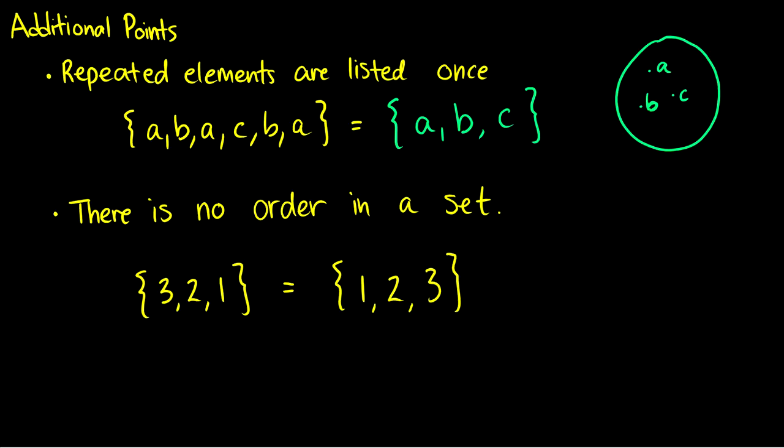There's also no order in a set. And in a diagram, this is easy to see because there's no order in a circular diagram. But essentially, the set 3, 2, 1 is the same thing as the set 1, 2, 3. And that's also the same thing as the set 2, 1, 3, so on and so forth. There's no order to these sets. So those are two pretty important parts. Usually on an exam, you might be given a set that has repeated elements, and they might ask you, how big is this set? How many things are in it? And if you're not sure about repeated elements, then you might get the wrong answer.